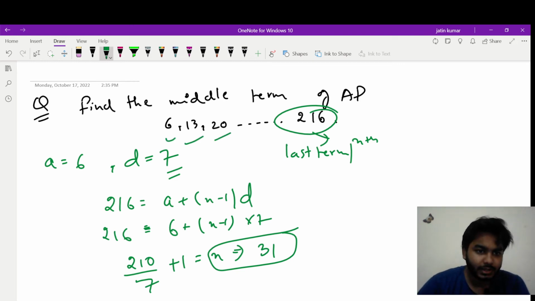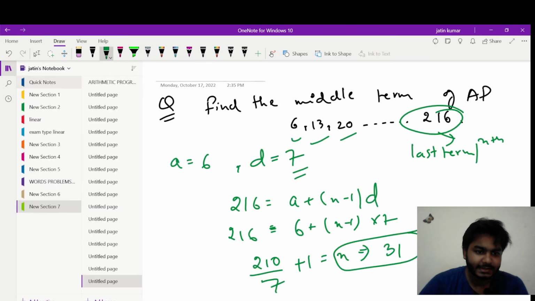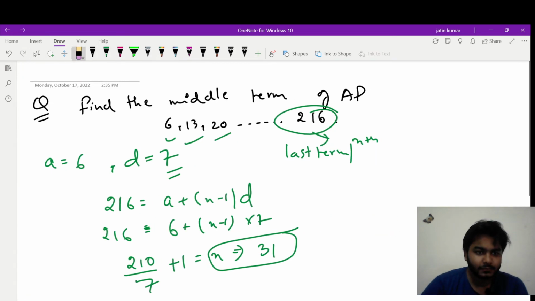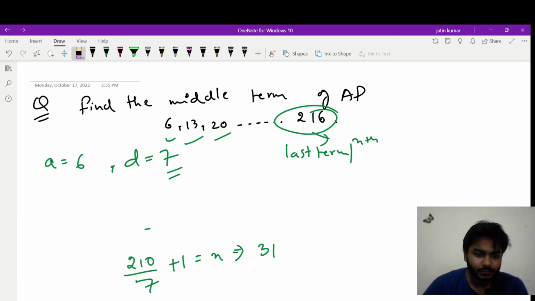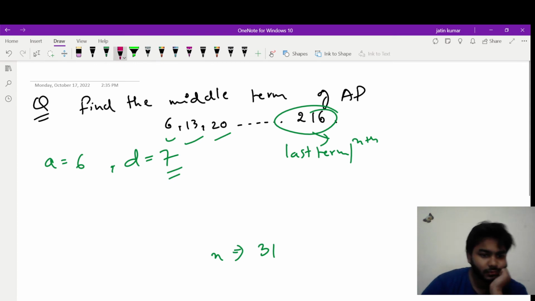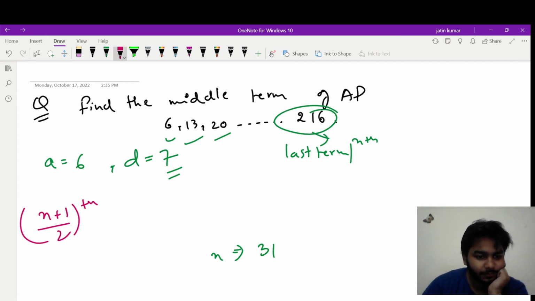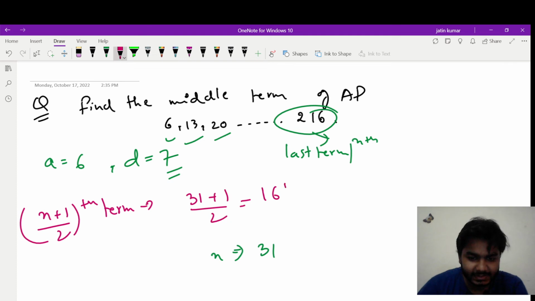Now n is odd, you have got the value of n as odd. So what is the formula when n is odd? n plus 1 by 2th term. The n plus 1 by 2th term will be the middle term. ठीक है, so 31 plus 1 upon 2 is equal to 16th. So the 16th term will be the middle term.